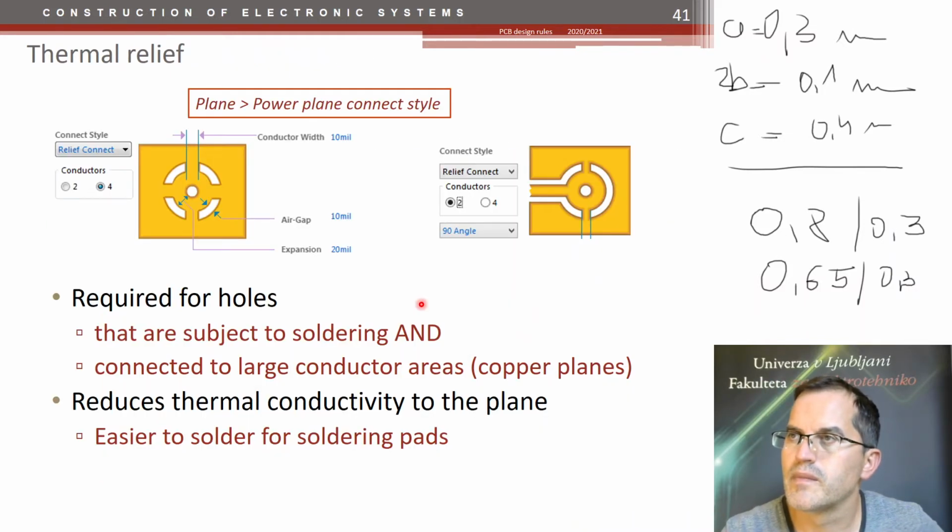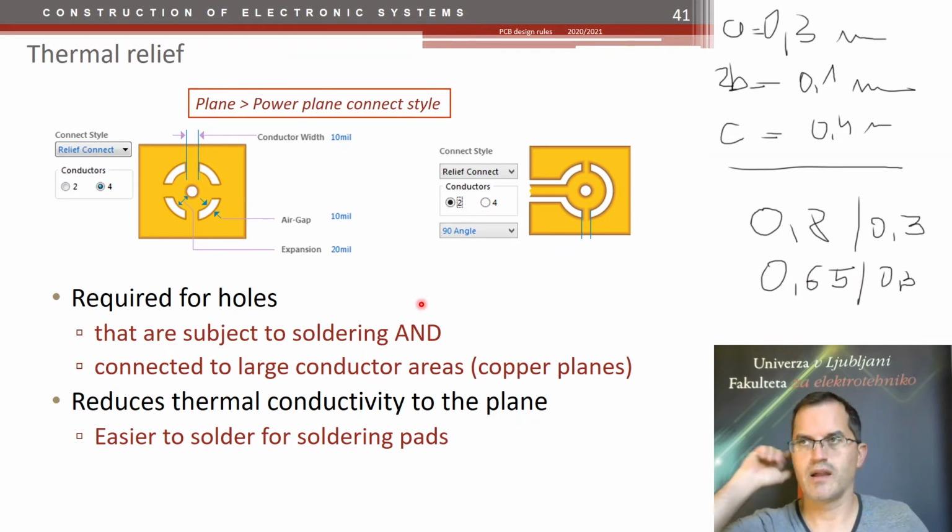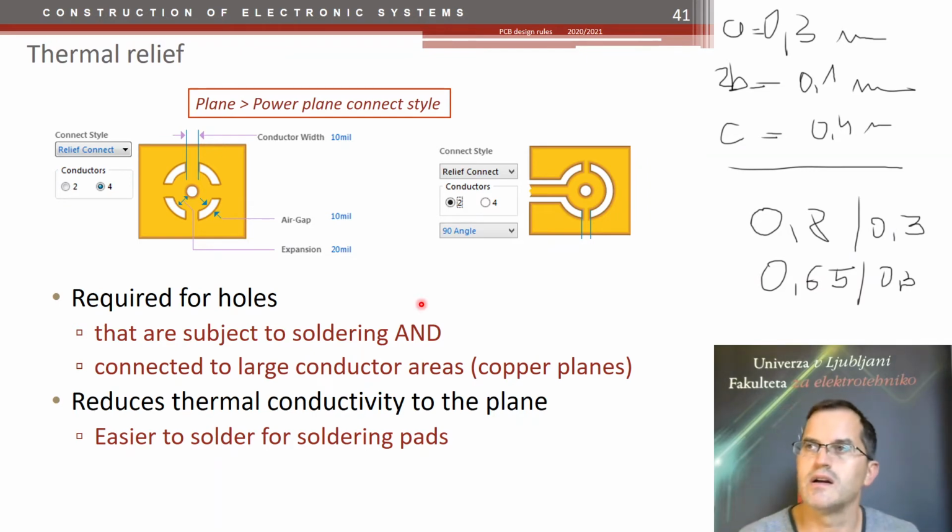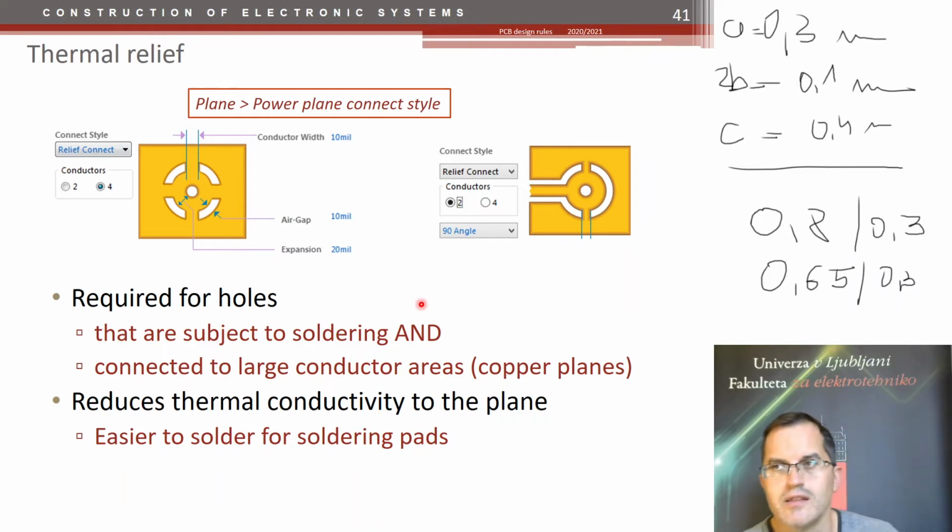Okay, let's talk about thermal relief. A thermal relief is actually a way how to connect the wire to the copper plane. The problem of the wire, if it is connected to a big copper plane, is that it dissipates heat quite well. And dissipating heat in this case of soldering is not a good thing. In soldering, you have to heat up the part where you will solder very quickly. And if you have a big copper plane, this would slow down this process.